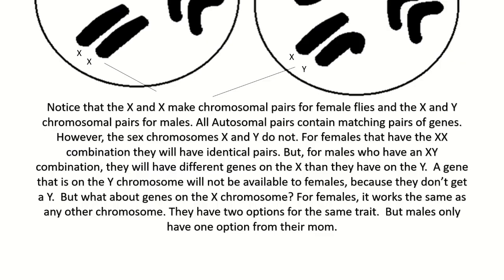Notice that because of that, if there's a trait on the Y chromosome, only males will get it. Females won't have a chance because they don't get the Y chromosome. If you have a Y, you're a male. But on the flip side, if there is a trait that is linked to the X, females will still have two options for it, but males will only have one. So whatever's on the X, that's what shows up.